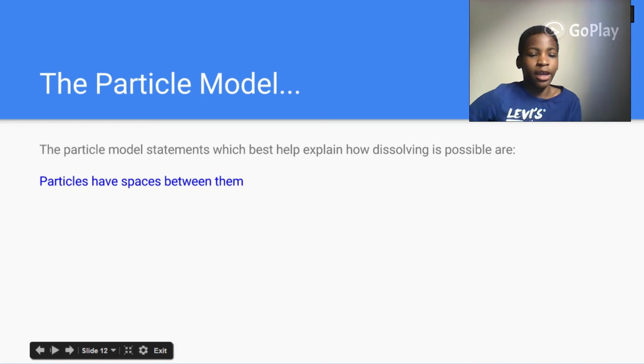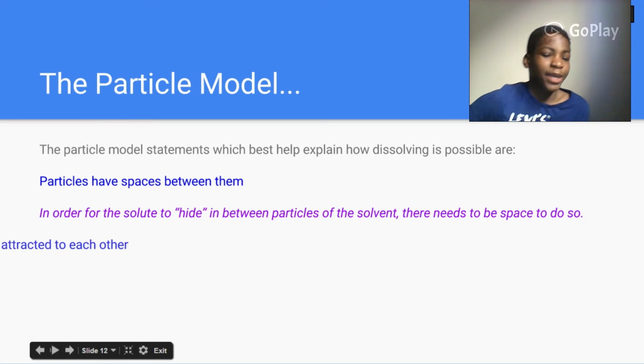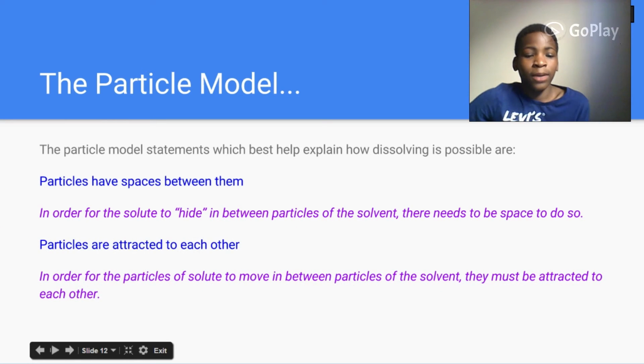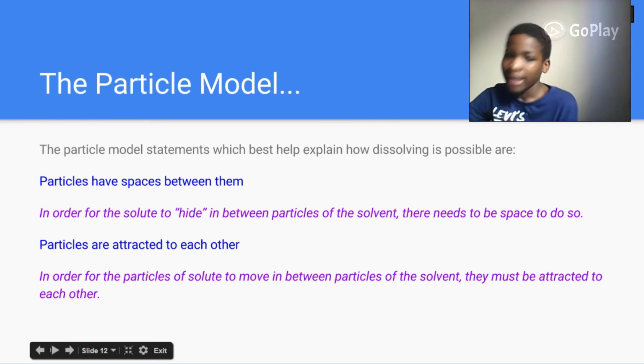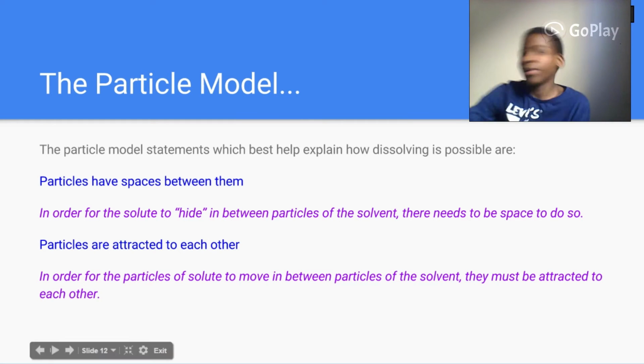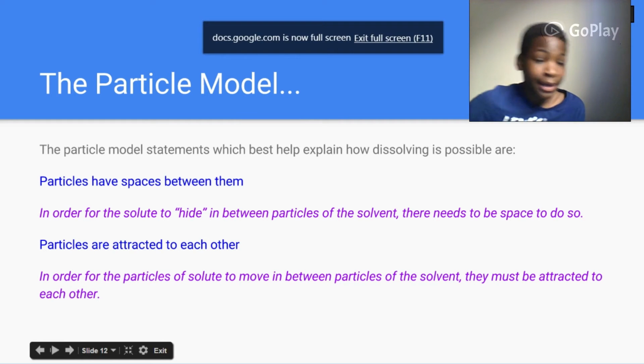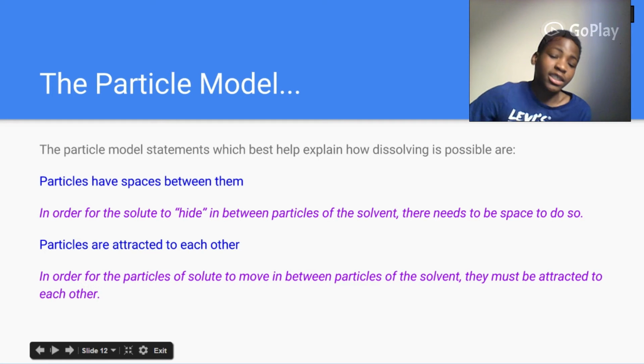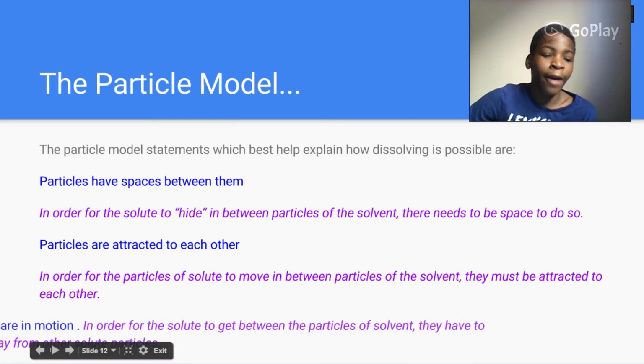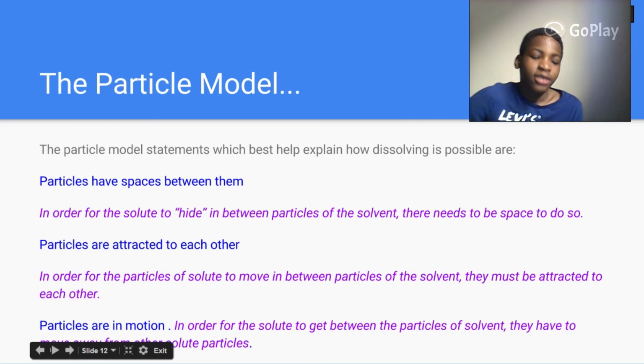Particle model again. Particles have spaces between them. In order for the solutes to hide in between particles, there need to be spaces. Like I said before, the water particles kind of cover the sugar, so the sugar particles are hidden, right? Particles are attracted to each other, right? Yes, they are. Sugar is attracted to water more than the other sugar particles, right? Like it says over there, they must be attracted to each other.